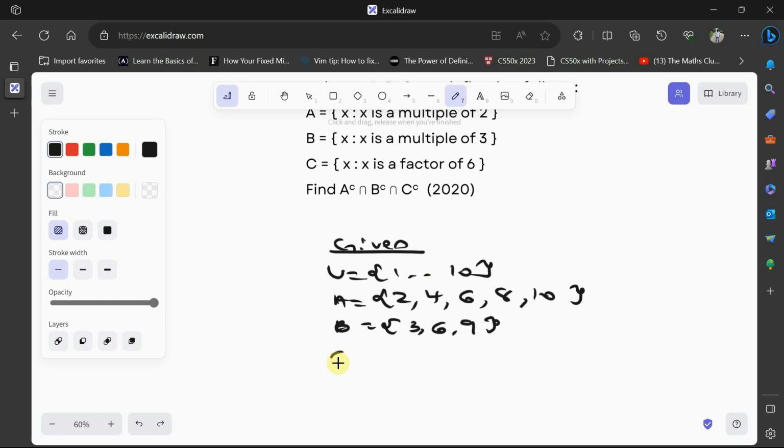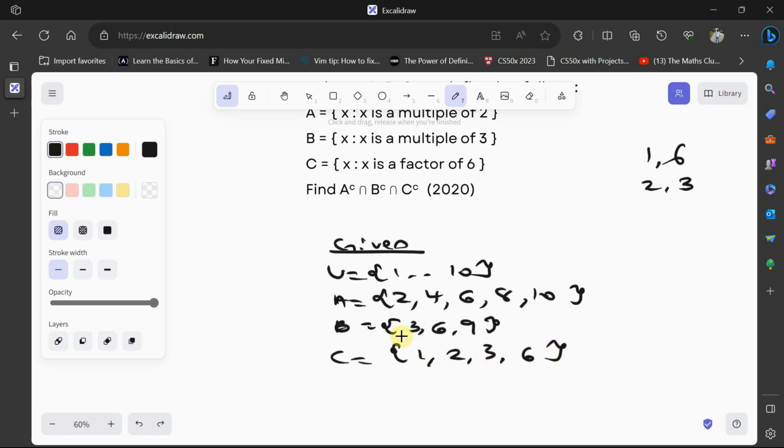Then C is saying that X is a factor of 6. So how do we find factors? Just like we did in the previous question. What can give us 6? 1 comma 6, 2 comma 3. Next one is 3 comma 2, but we are repeating ourselves, so we'll stop here. All of these are within the range of 1 to 10. So we'll just put C as 1, 2, 3, 6.